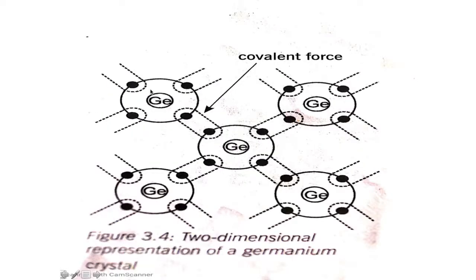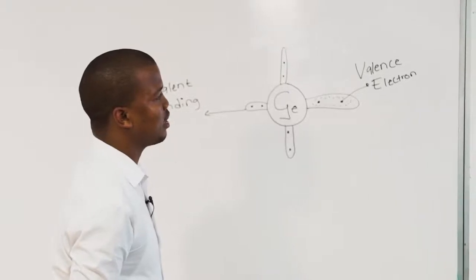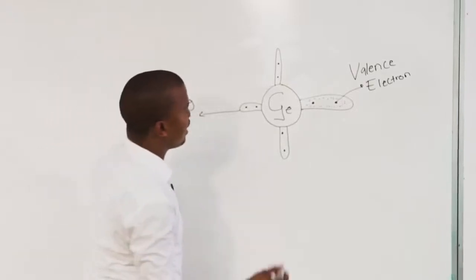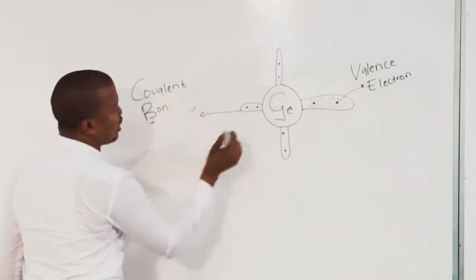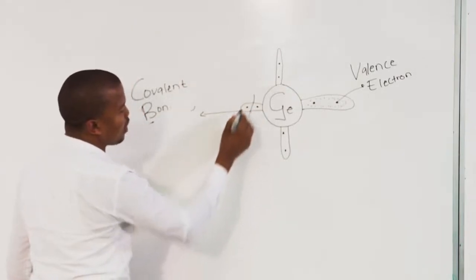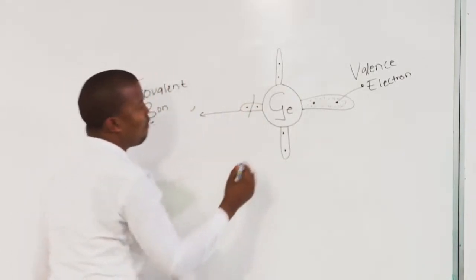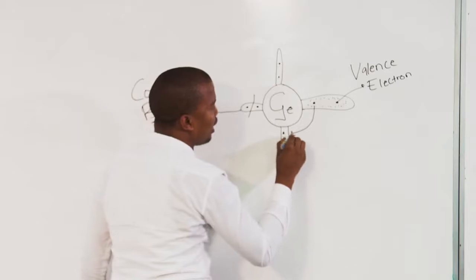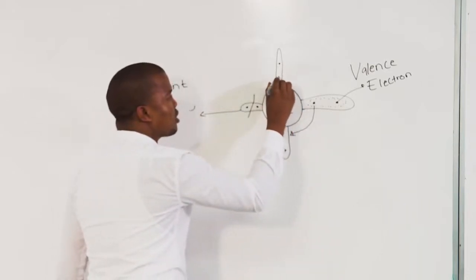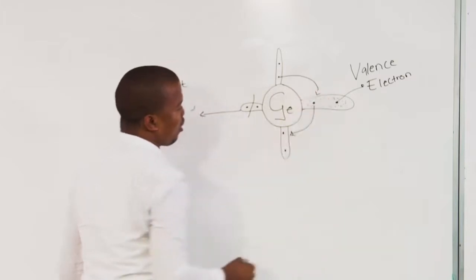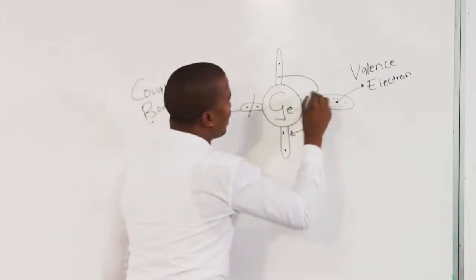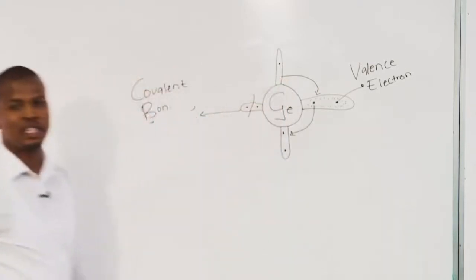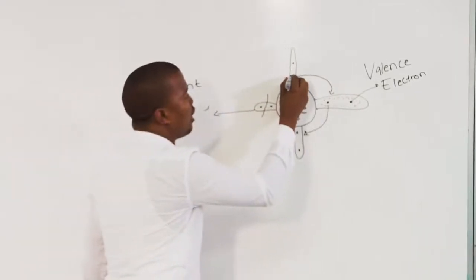What they are saying, when they say when the temperature increases to room temperature some of the covalent bonds are broken, is that this covalent bond is broken, and when this covalent bond is broken, valence electrons start to move from one covalent bond to another. When they move like this, they leave behind a vacant space.